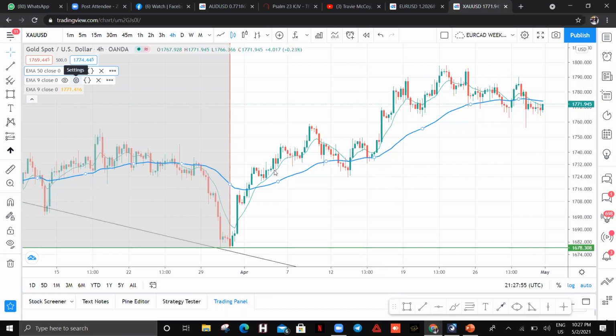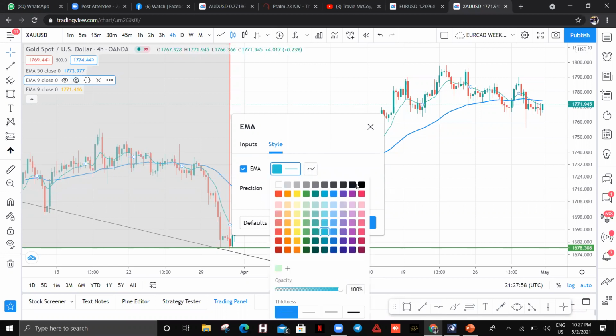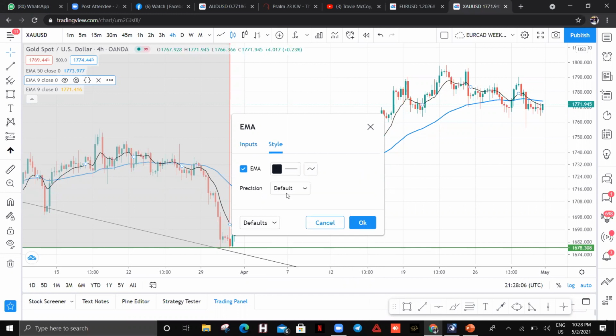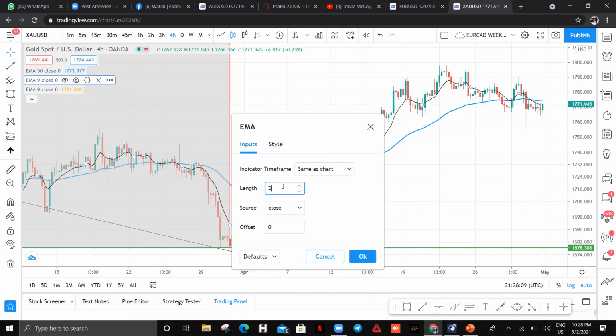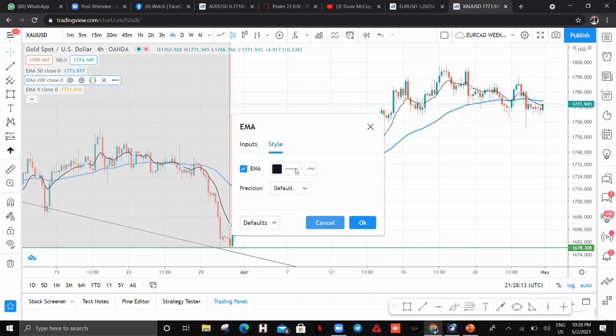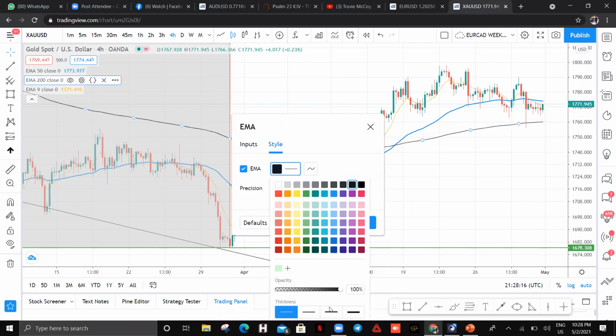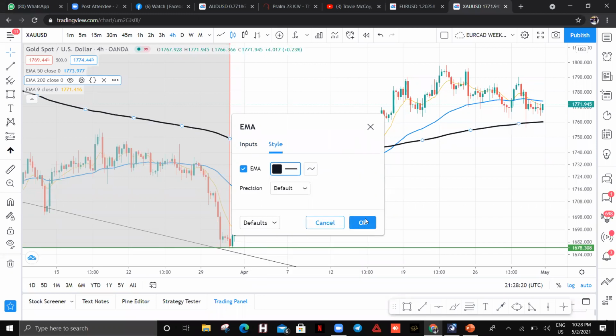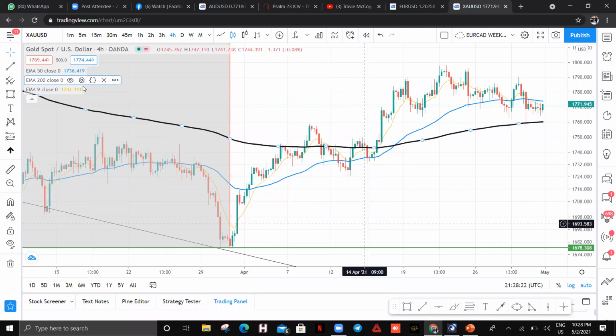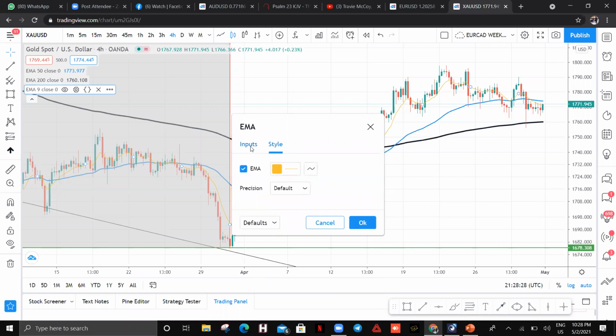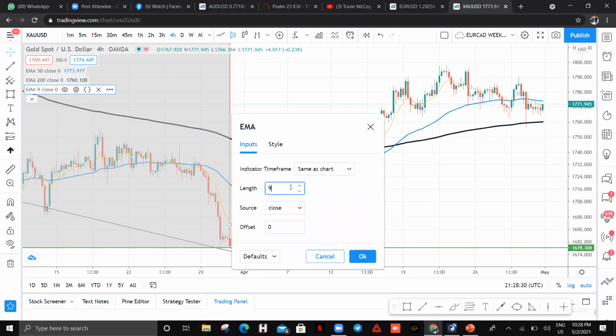I will change this to black. I love making the 200 moving average black. So I come to input and I change the 9 to 200. And I do the same thing. Let me change the thickness to this. And I click on OK. Then the 800, you come back here, do the setting, you can leave it on yellow. And you change it to 800. Let's change the thickness as well.